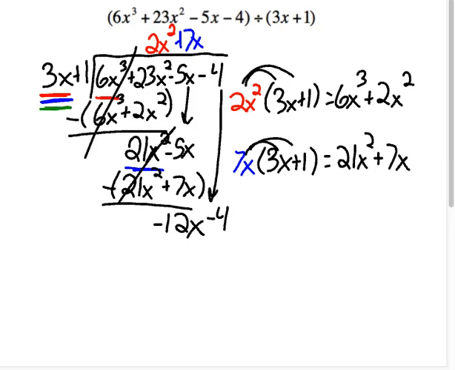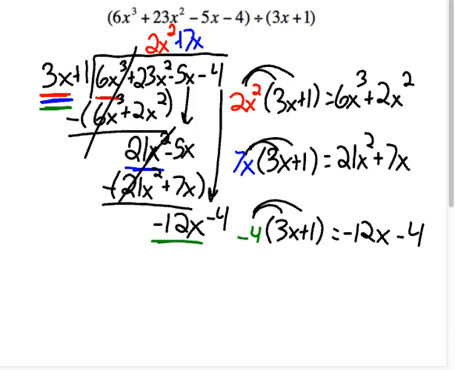So what is it going to take to get a 3x to be a negative 12x? Well, 3 times negative 4 will give me negative 12. Then the x's actually already line up. So I'm going to multiply the 3x plus 1 by that negative 4. So it's going to give me negative 12x minus 4.